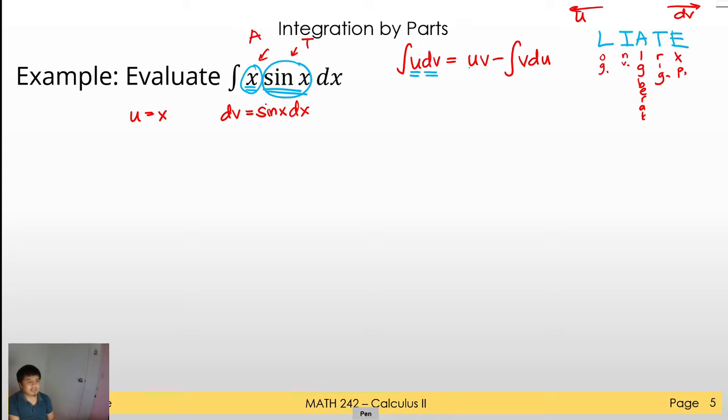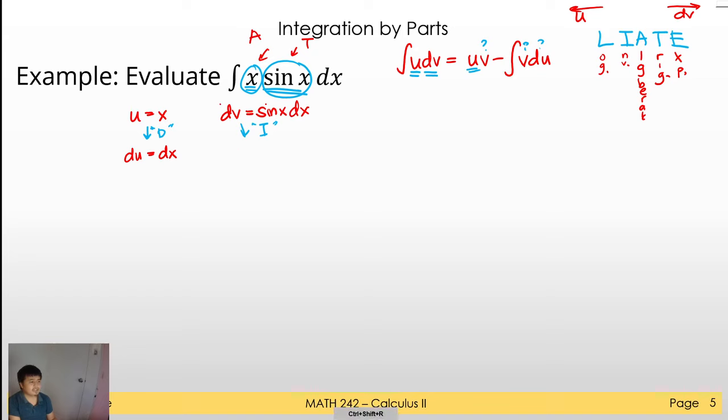So we only have the given u and dv, no? So we want to find the v first and the du. To find the v and the du, we can integrate the dv and we can differentiate u. So differentiating this and integrating this, we will have du, or differentiation of u is equal to x, we have du is equal to dx. No?